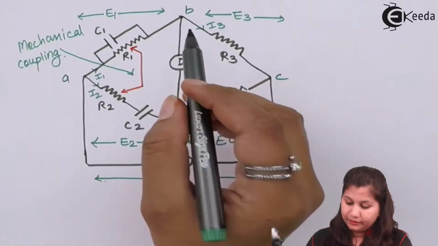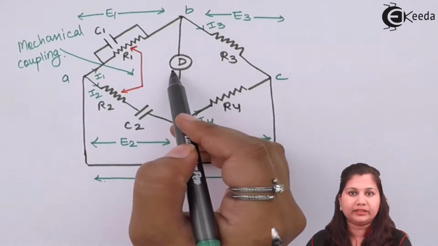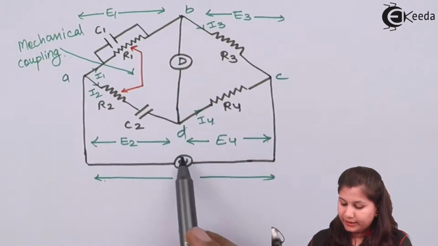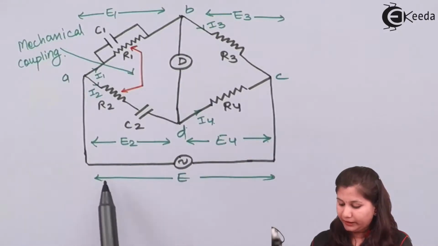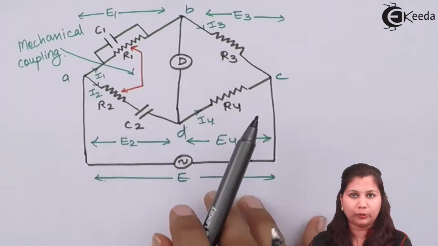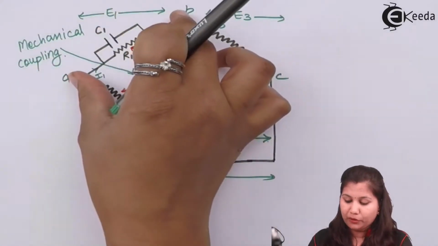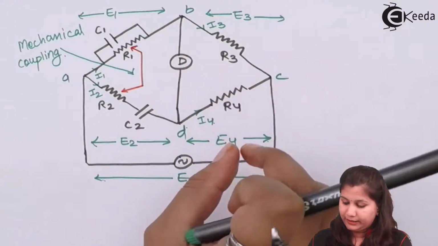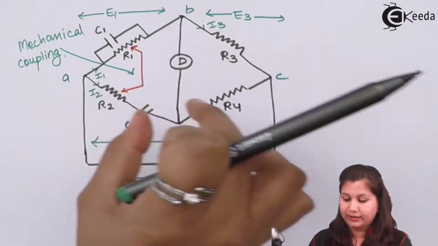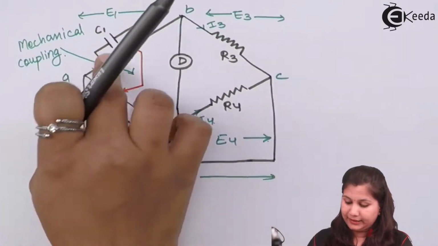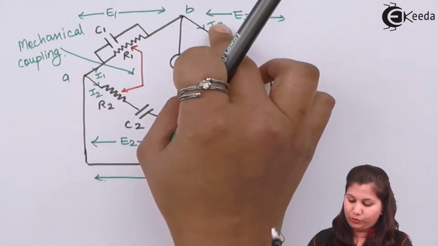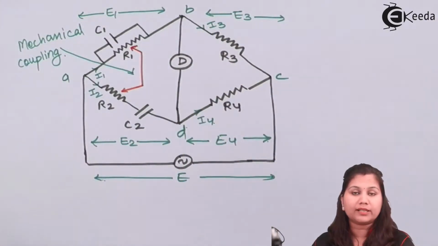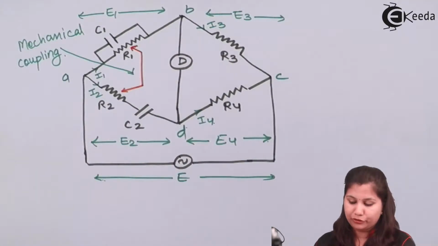At points B and D we have the detector which is used to obtain the null condition, and this is the AC voltage source which is providing the EMF E to this bridge network. Now E1 is the voltage drop across the arm AB, E3 is the voltage drop across BC, then we have E4 and E2 at the respective arms, and in these arms we have the currents I1, I2, I3 and I4. So this was the complete circuit diagram of the Wien's bridge.